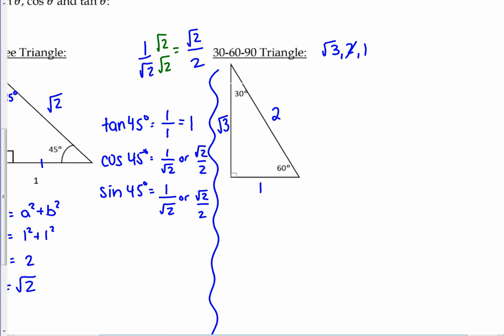So let's figure out 2 sets of ratios. We're going to do sine 30, cos 30, and tan 30. We're also going to find the ratios for 60.